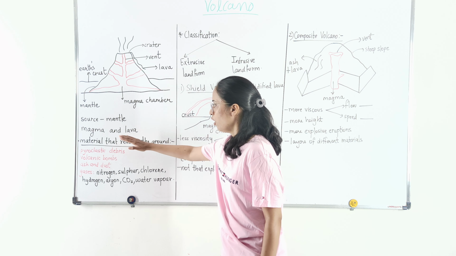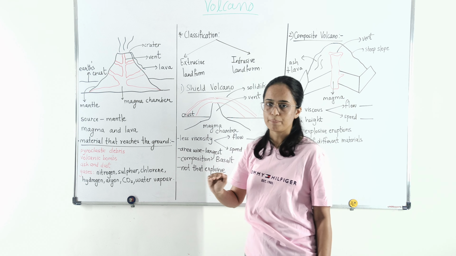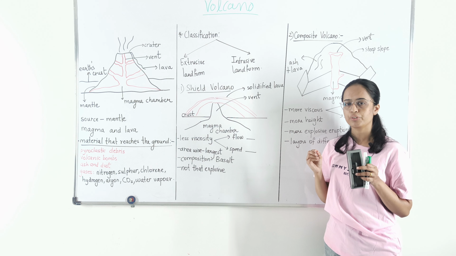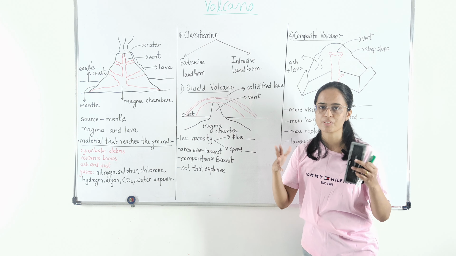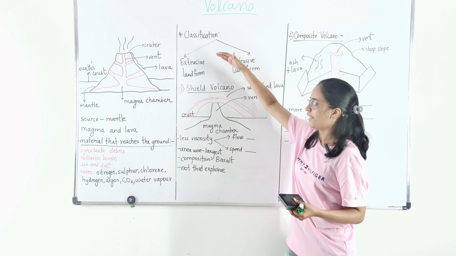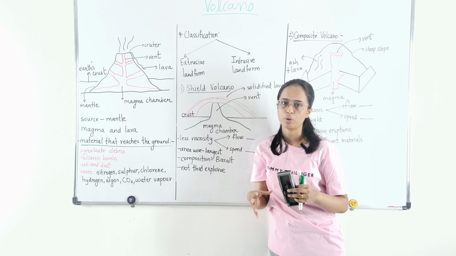So this is the material that reaches the ground when a volcanic eruption takes place. Now, the classification of volcanic eruptions is done in two manners, as it is written over here: extrusive landform and intrusive landform. Now, I'll explain to you exactly what this is.